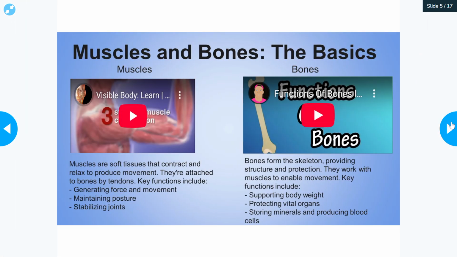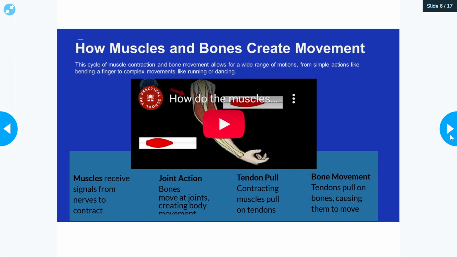In this slide, they will be watching two 1-minute videos. One describes how muscles function, the other one describes how bones function. In this video, it talks about how those bones and muscles work together. I've included 4 steps right here to kind of summarize the video for them, just to give them a little more scaffolding.